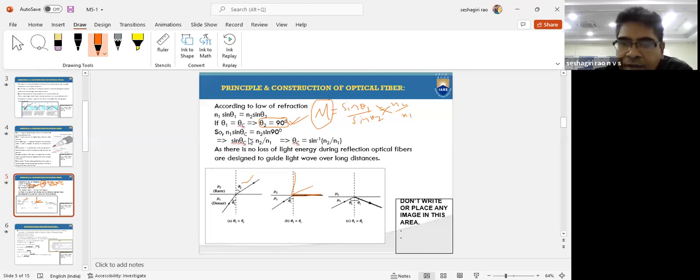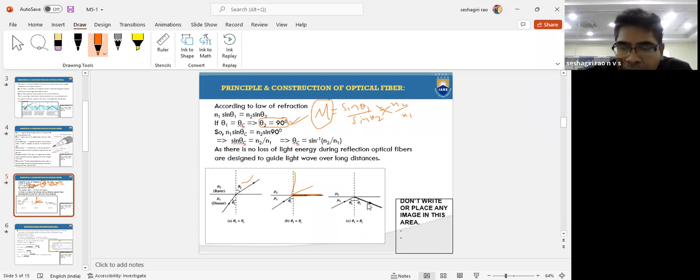Okay, therefore we are writing sin theta c is equal to n2 by n1, that is theta c is equal to sin inverse n2 by n1. Okay, so this is the condition. The purpose of introducing optical fiber is that there is no loss of light energy during reflection. Optical fibers are designed to guide light over long distances.